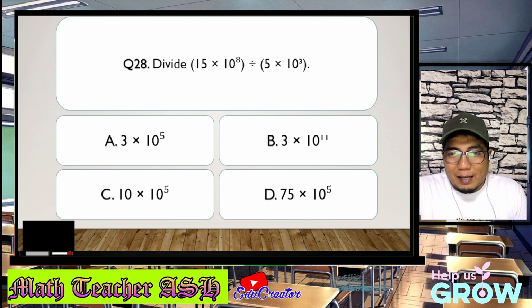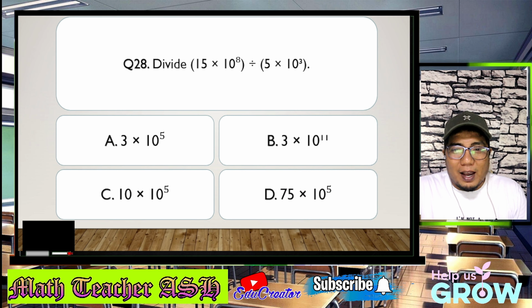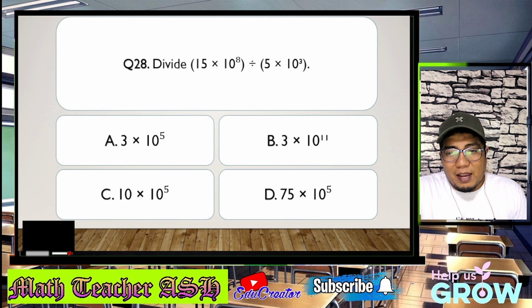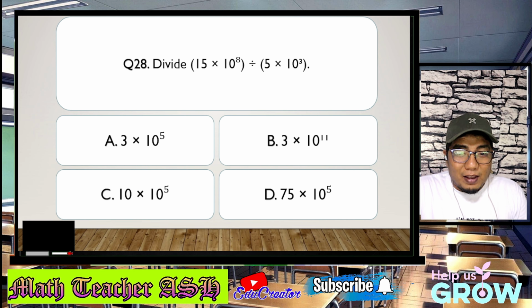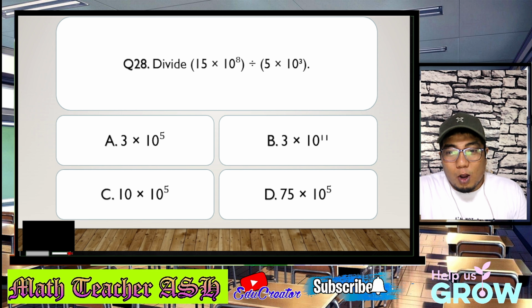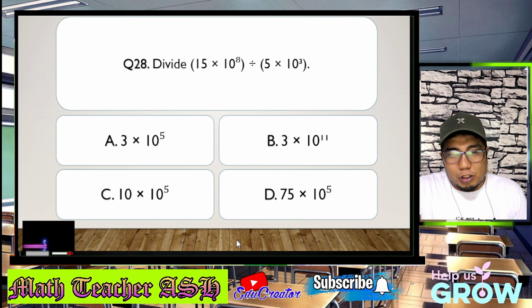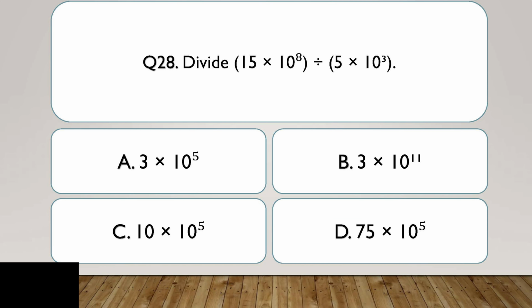Divide 15 times 10 to the power of 8 by 5 times 10 to the power of 3. Is it A, 3 times 10 to the power of 5, B, 3 times 10 to the power of 11, C, 10 times 10 to the power of 5, or D, 75 times 10 to the power of 5? I'll give you 5 seconds to think about your answer. 5, 4, 3, 2, 1.